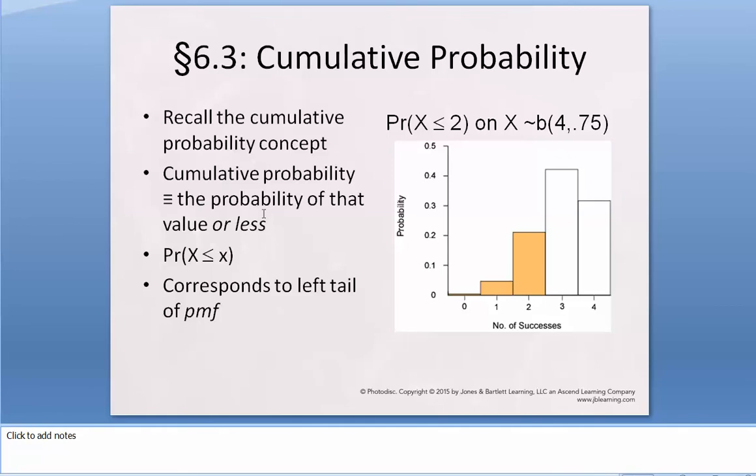Yeah, in this one, I think we talked about this even in chapter 5. Cumulative probability is actually the left tail. Okay.